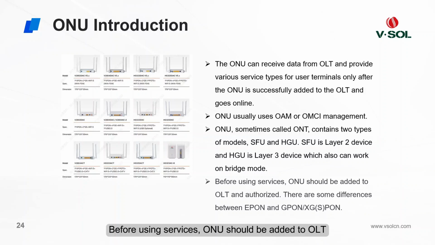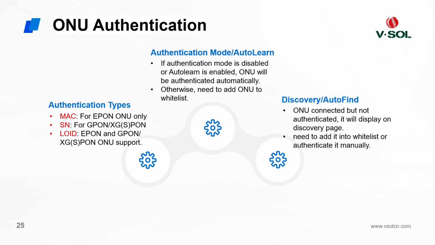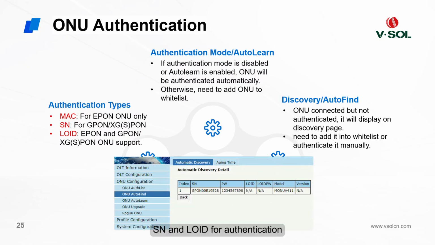Before using services, ONU should be added to OLT and authorized. There are some differences between EPON and GPON or XGS-PON. Generally, ONU mainly uses MAC, SN, and LOID for authentication. MAC authentication is only used for EPON, and SN authentication is only used for GPON and XGS-PON. LOID can be used for all of them.